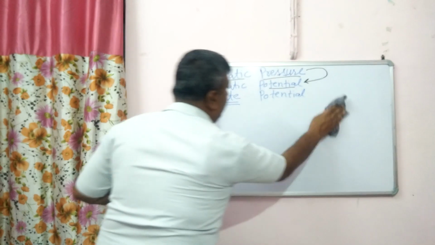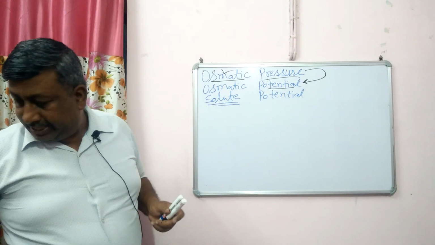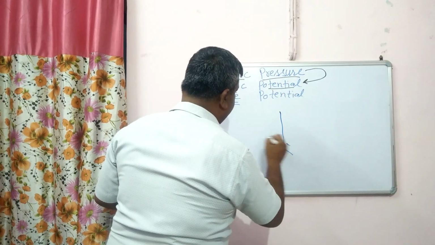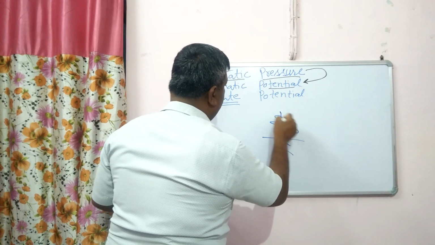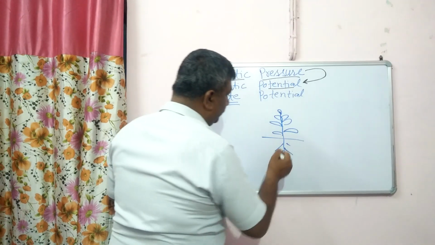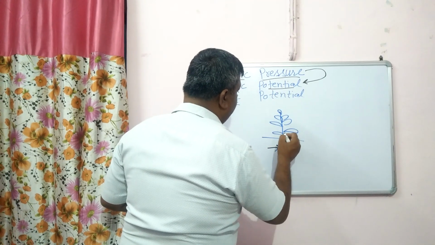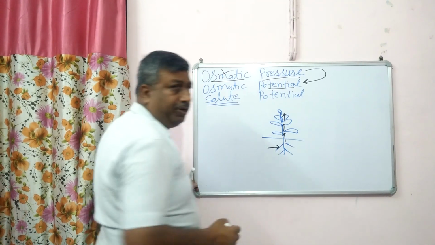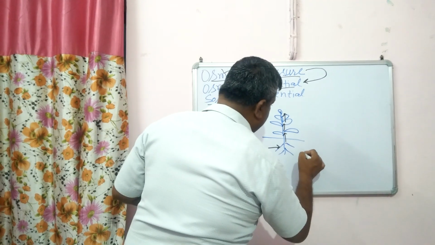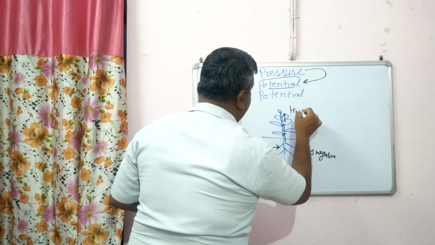So the water potential of the root is less negative as compared to the leaves. In a plant with roots and leaves, water is moving from the roots and is translocated to the leaves. We know that water moves from less negative to more negative, so the root is less negative and the leaf is highly negative.